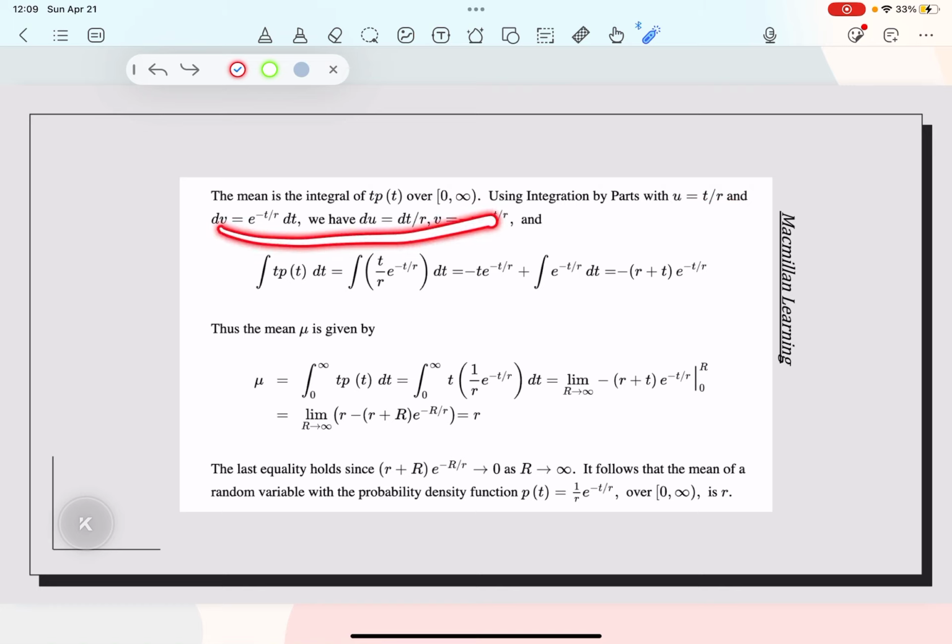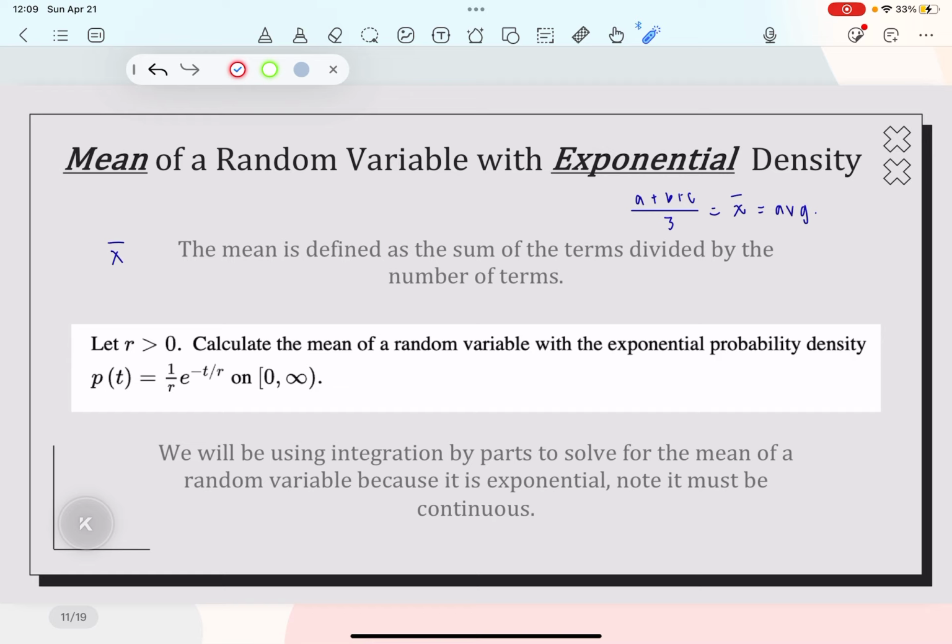is going to be the direct translation to that. So the antiderivative of dv, which is negative r times e to the negative t over r, okay? So then they set it up, so they're going to multiply this out front because we're doing the mean, and then they plugged in p of t, which was given in the problem, all right, back here.